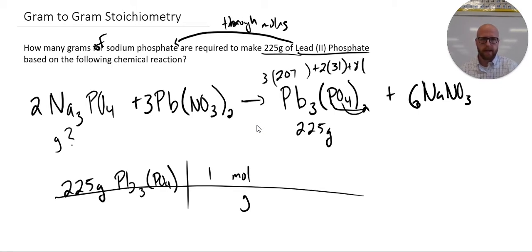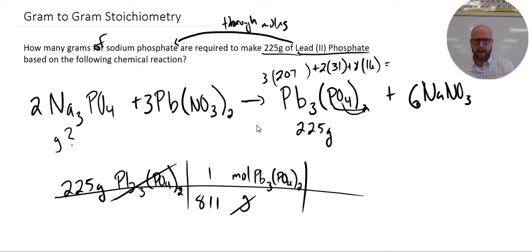Plus 8 times 16. Okay, and when we add all those up, real quick, we can find the molar mass of lead 2 phosphate. And what we get is a mass of 811 grams. So this is moles of Pb3(PO4)2. Okay, so my grams are going to cancel out, but now I'm in moles of lead 2 phosphate, which is good because as soon as we get moles, then we can convert from moles of one chemical to moles of another chemical.